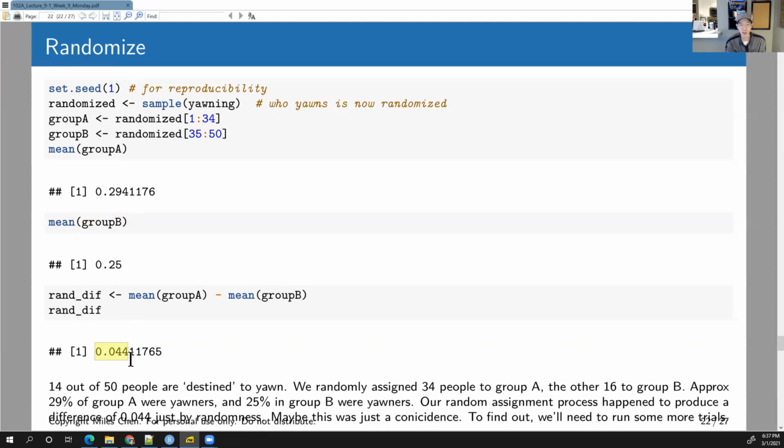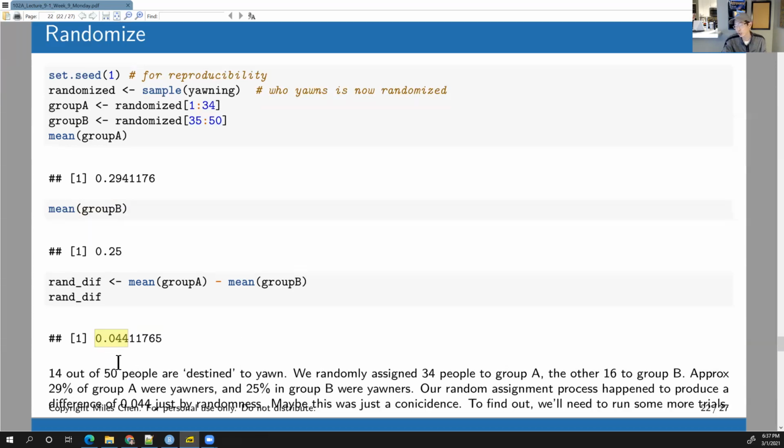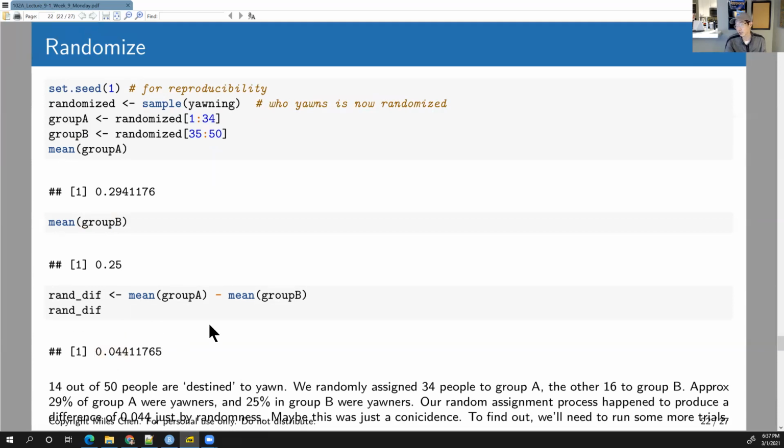Okay. And maybe this was a coincidence. Maybe it's not. Let's do this a few more times. But right now, it seems like just from randomization, we could get a difference of 0.044, right? So Mythbusters were like, oh, the difference of 4%, not dramatic, but it seems to be a significant difference. Maybe it is significant, or maybe this happens quite a bit.